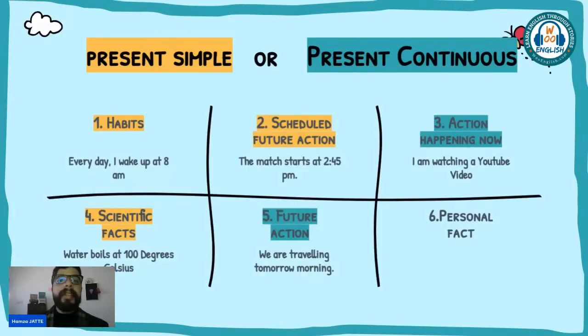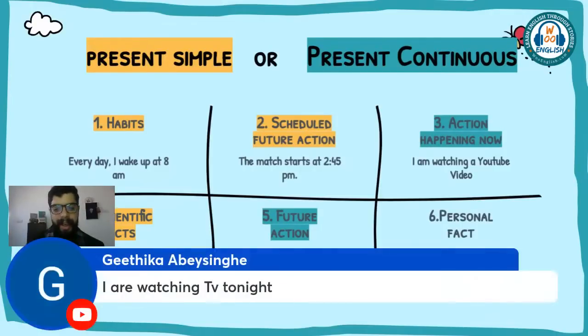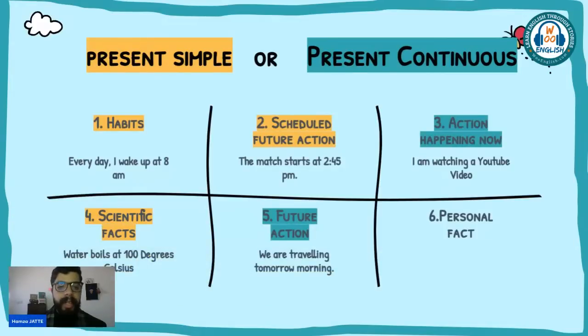Last one, personal facts. First, what is the difference between scientific fact and personal fact? Can someone give me an example of a personal fact? And of course, the most important thing is, do we use the present simple or the present continuous? Okay. So what is this? I are watching. Getika, you should pay a little bit of attention. We don't say I are, but we say I am watching, right? I am watching TV tonight. But this is a future action, I guess. It's not a scientific fact.